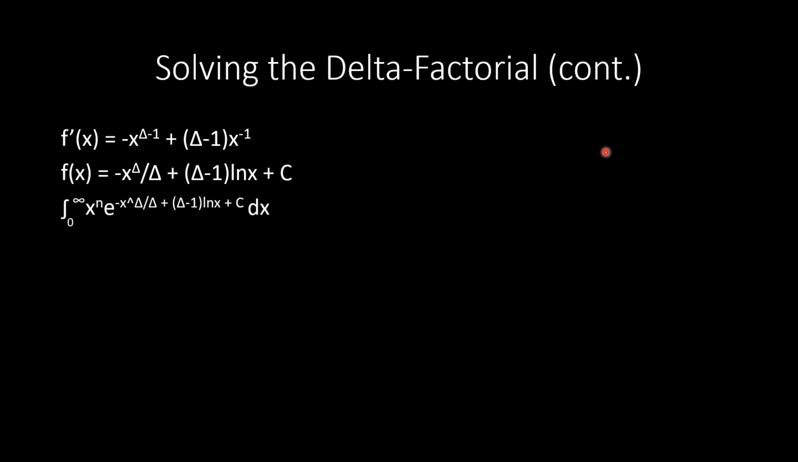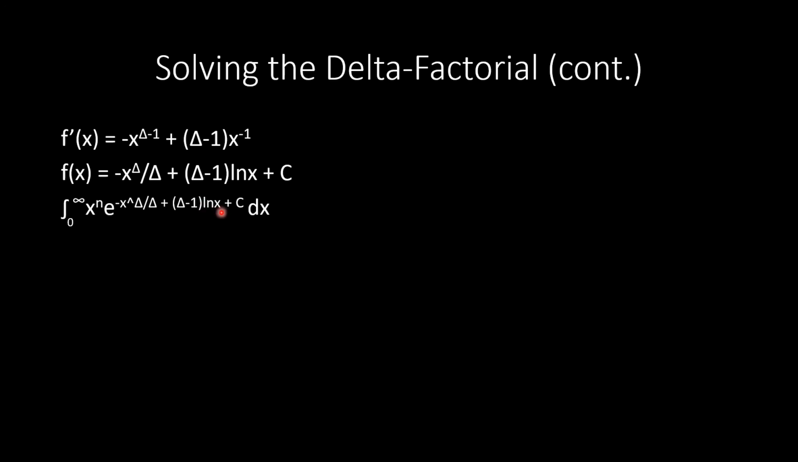Now we can plug that back in to our form that we had for the delta factorial, with f of x now replaced by this form. You have the integral of x to the n, e to the minus x to the delta divided by delta, plus delta minus 1 log x plus c. Now, to try to make this a little bit more simple, we can distribute terms and separate the terms out to work with them a little bit more.